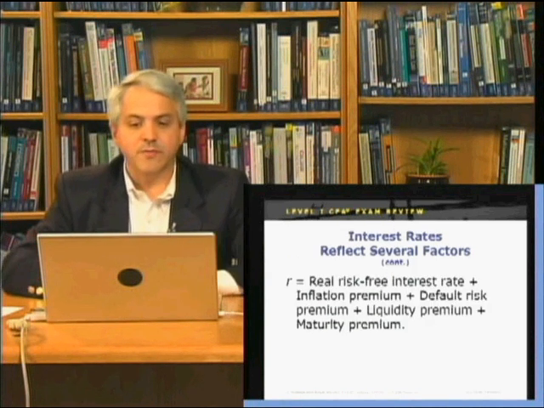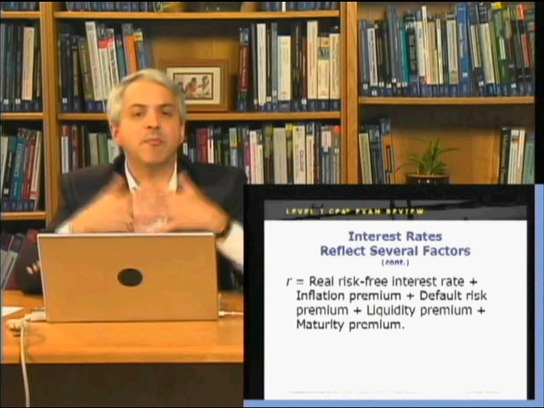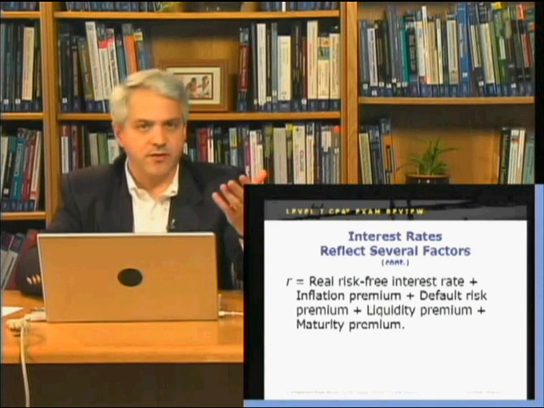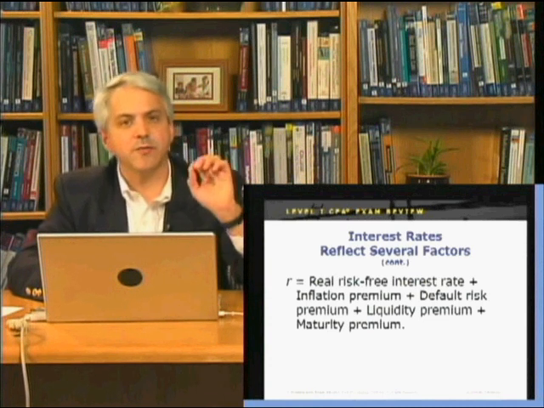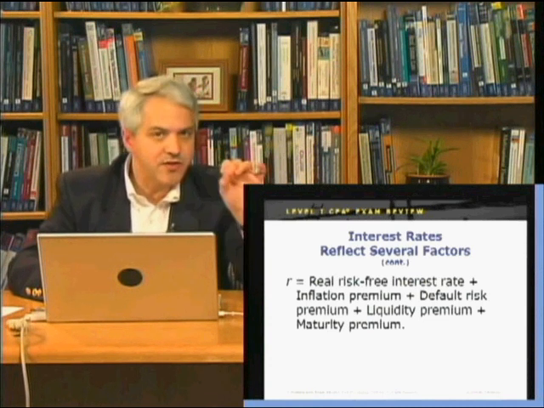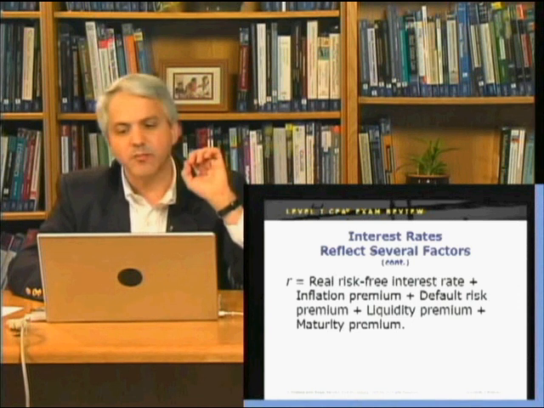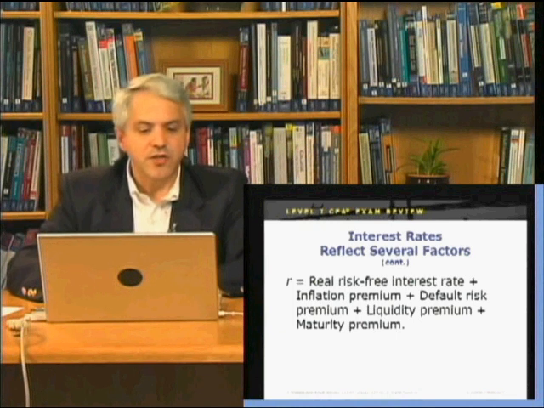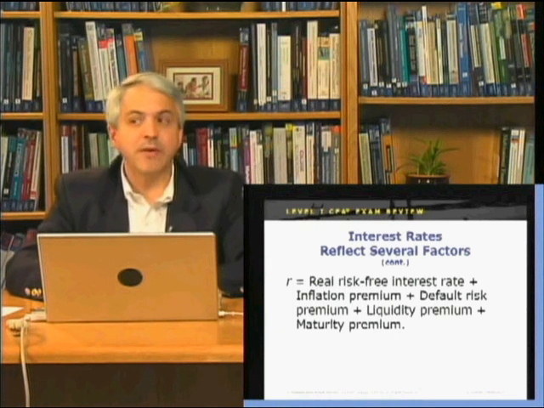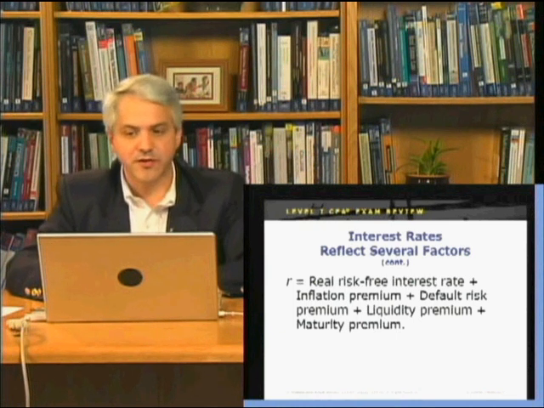And we need to be able to get an indication of the basic relationship, which is what the learning outcome statement asks you, and it's very important that you remember this relationship: real risk-free rate plus an inflation premium plus a default risk premium plus a liquidity premium plus a maturity premium. And this would be the basic structure of how interest rates would be determined in the marketplace.